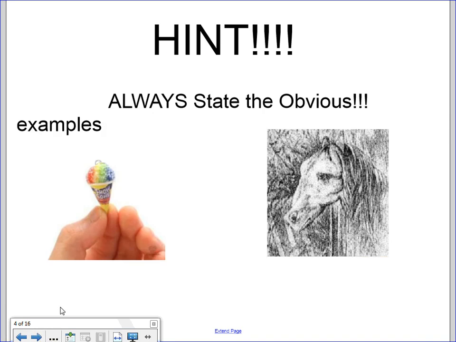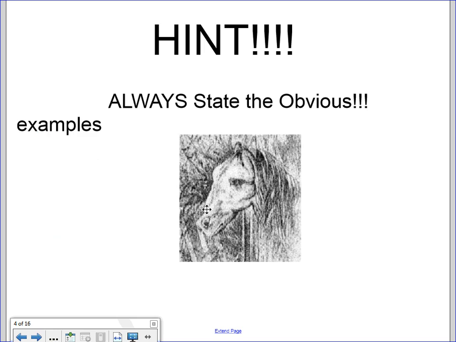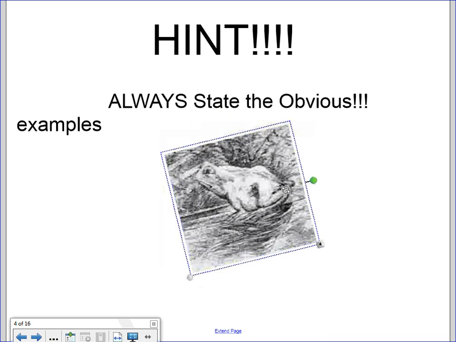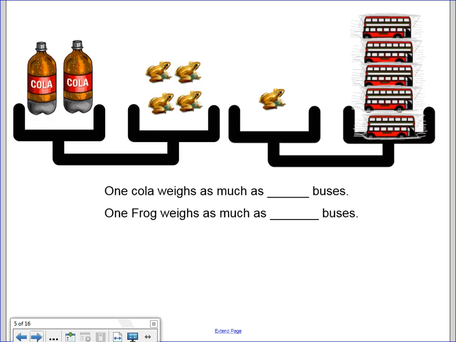Now, tonight we're going to be doing something with two pan balances. So, for example, we're going to state the obvious. Right here, I have a small snow cone. Pretty obvious, right? Right here, I have a horse. That's stating the obvious. But do I really have a horse? Or do I have a frog or a toad? Things to think about. So you're going to be transforming your images.